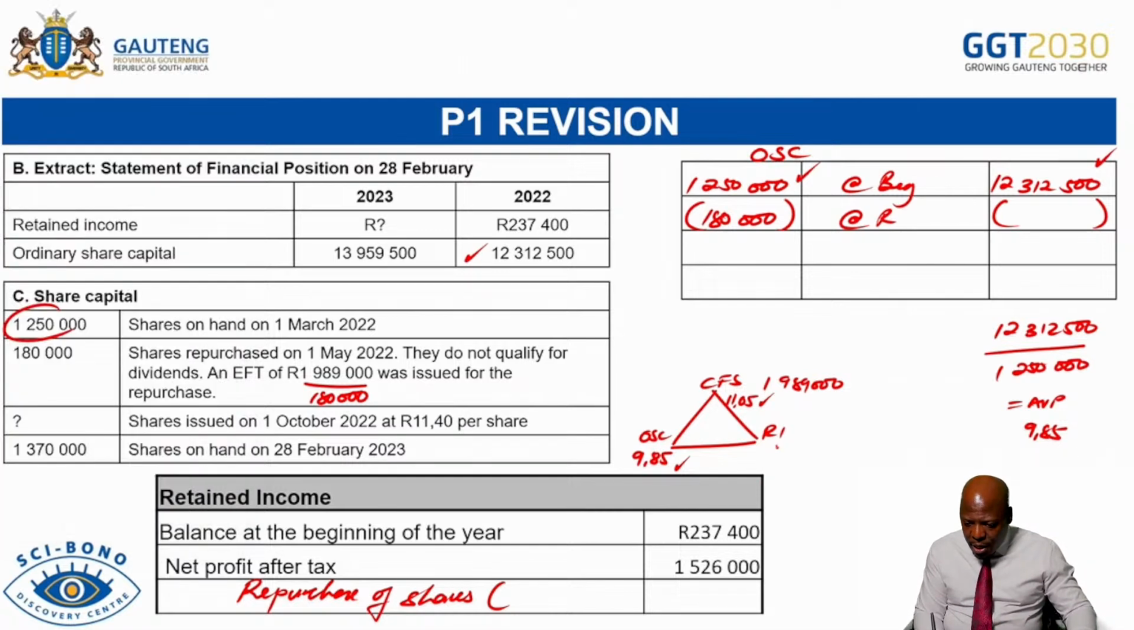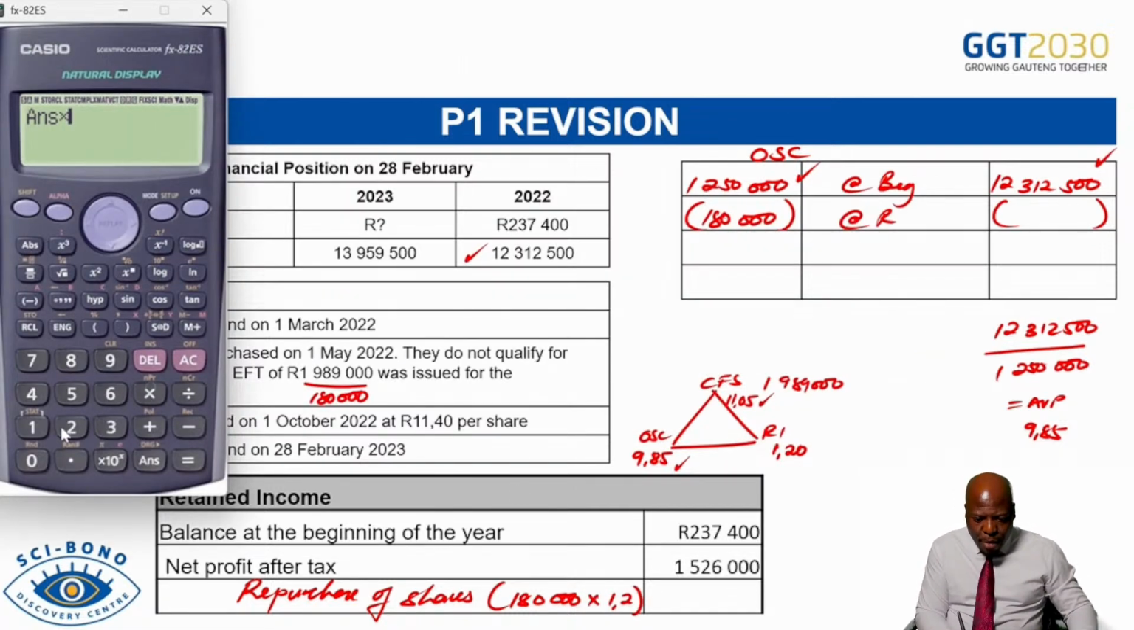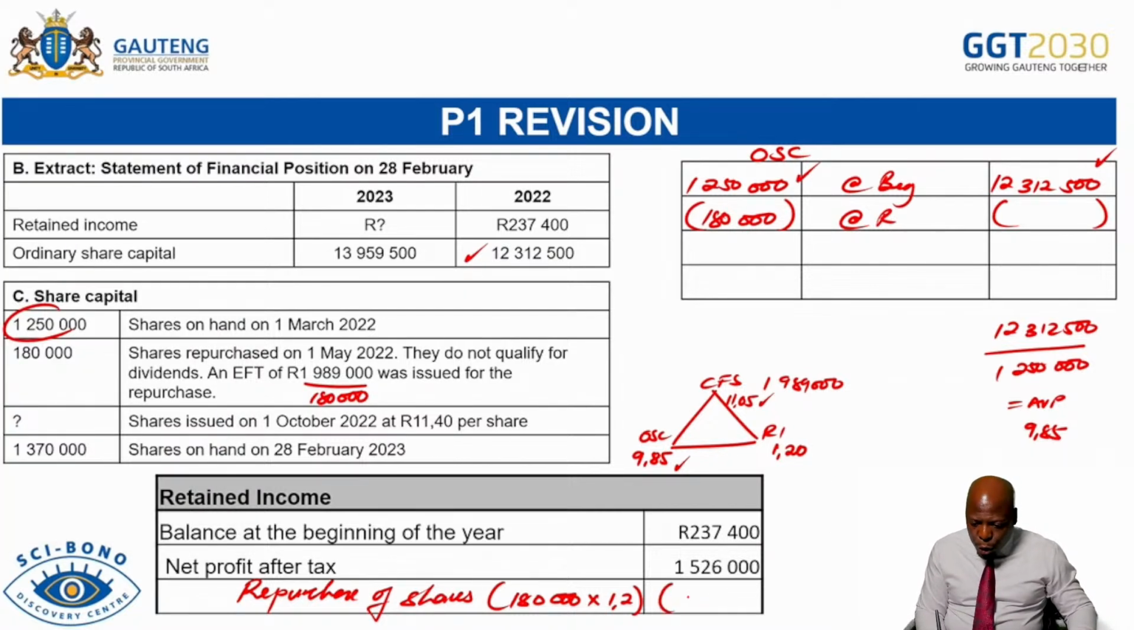So my 1 rand 20 is the one that goes to the retained income. So I'm going to come here and I'm going to say 180,000 shares multiply by 1.2. Okay, calculator, 1.2, multiply that by 180,000. That's going to give me, in brackets, remember it's a repurchase, your 216,000. Okay, there is another way that I could have used, but I thought, let me show you this one as it will help you if you're going to complete this one.